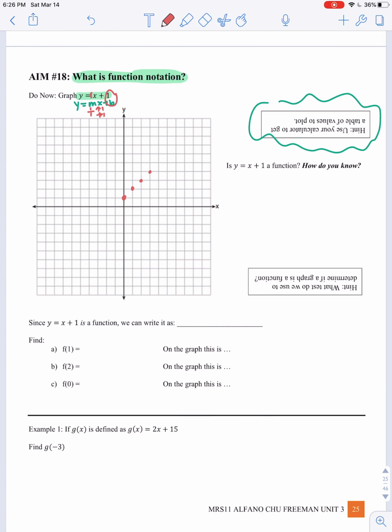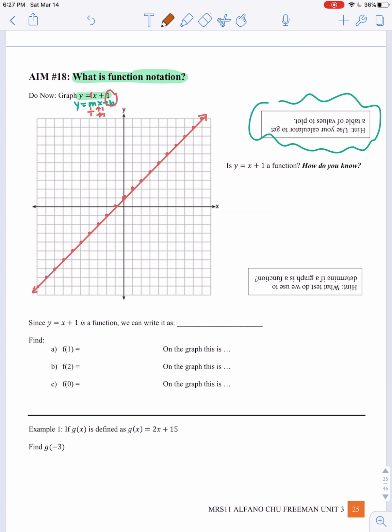If you do not remember how to use y equals mx plus b, you can definitely just use your calculator, go to y equals, enter your equation, and then press second graph to get your table of values. Once I'm done, I'm going to connect. Make sure you're using a straight edge so that your lines look nice and pretty. And there you go. That is my equation.